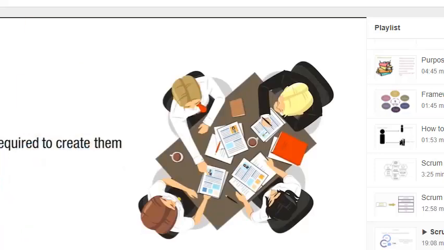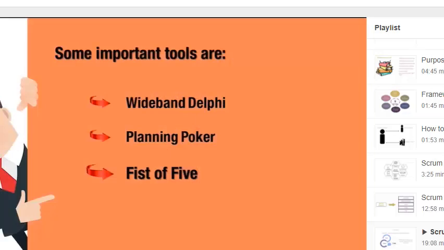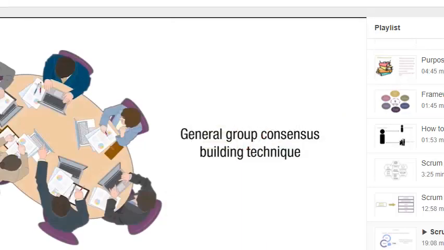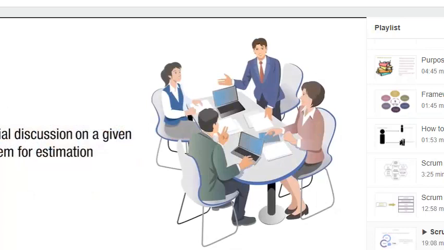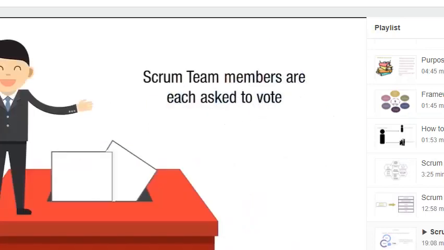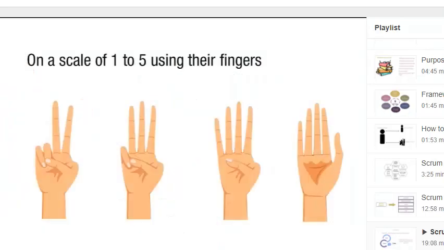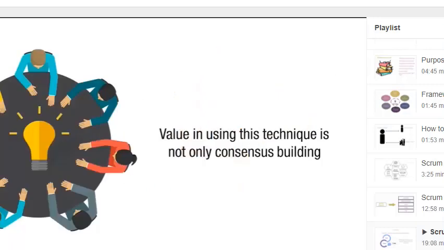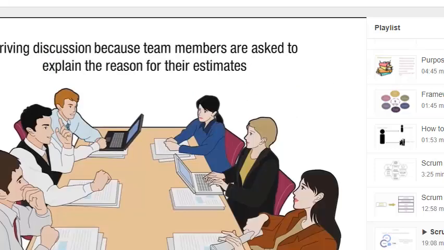Next technique is Fist of Five. It is a simple and fast mechanism that can be used as an estimation practice as well as a general group consensus building technique. After initial discussion on a given item for estimation, the Scrum team members are each asked to vote on a scale of 1 to 5 using their fingers. Used as an estimation tool, the number of fingers displayed indicate the relative estimation value. The value in using this technique is not only consensus building, but also driving discussion because team members are asked to explain the reason for their estimates.